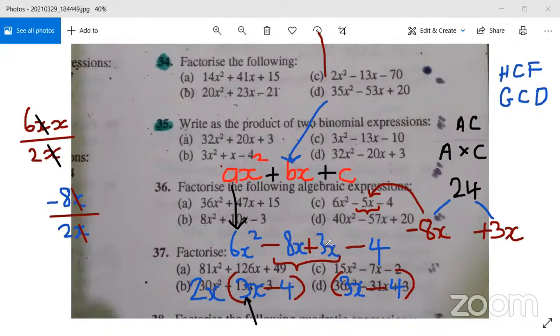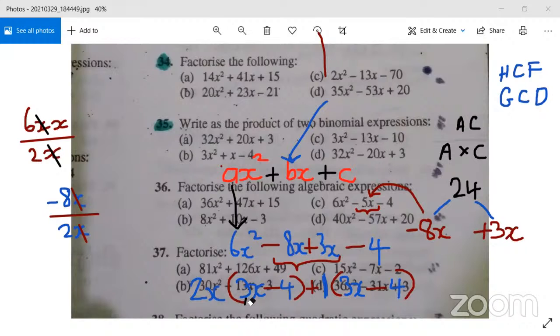Because what you can do is divide this term by this one, or this term by this one. So you can divide minus 4 by minus 4. That will give us a plus 1. Or you can divide 3x by 3x, giving you the same plus 1, right? Now that we have this, we have what we need in order to correctly factorize our expression here.